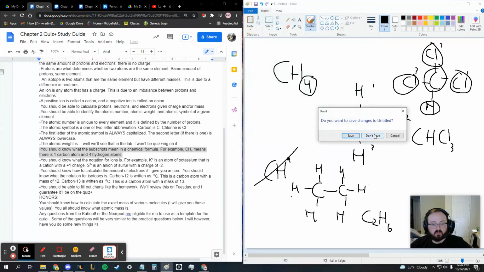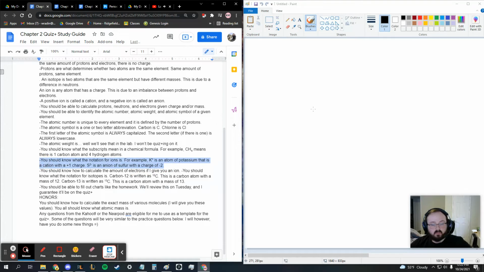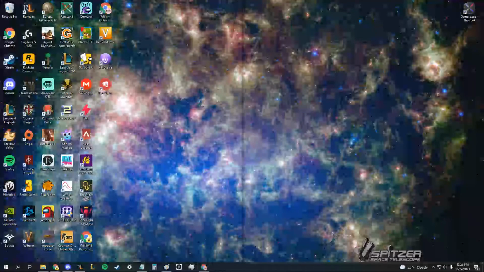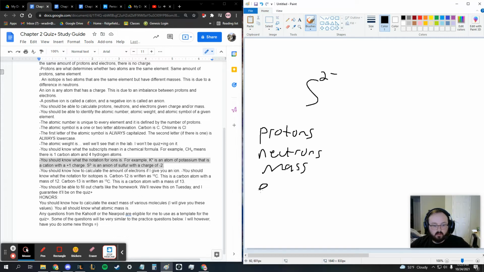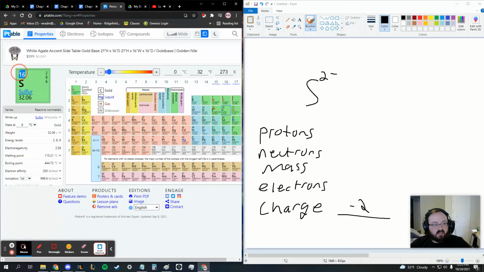Lastly, the notation for an ion. So, if we have an ion notation like this, it means that this is a sulfur atom that has a -2 charge. So, if I gave you, for example, protons, neutrons, electrons, mass, and charge, and I give you something that looks like this, our charge is right here. It's -2. The protons depend on the element. We find sulfur has 16 as its atomic number, so there are 16 protons.